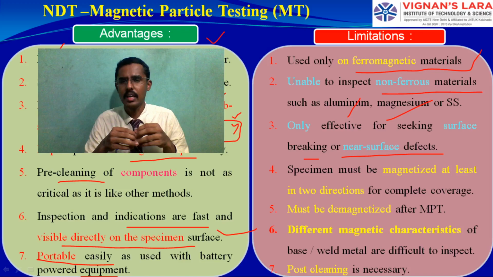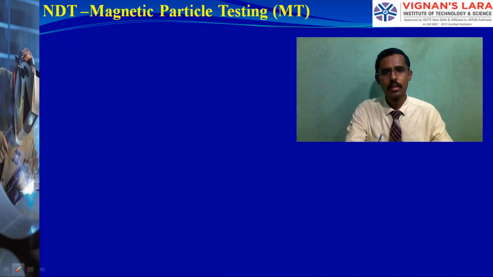Or wherever it is, we don't bother. But the condition is it should be a ferromagnetic material, and it should be suitable for this inspection. So that is the only condition we should remember. Right? These are the various cases where this procedure is followed for magnetic particle inspection.